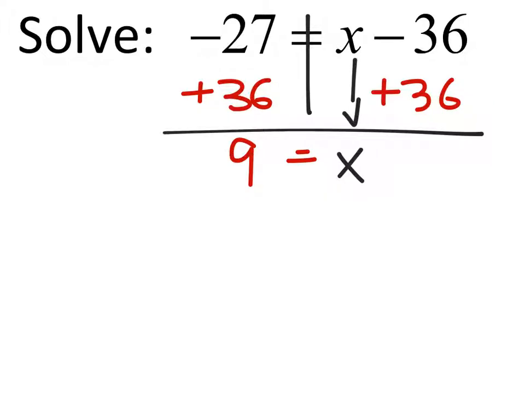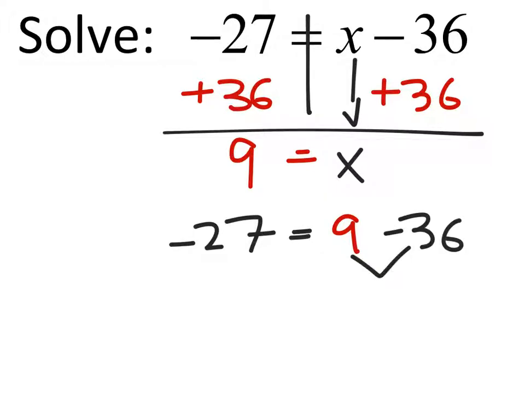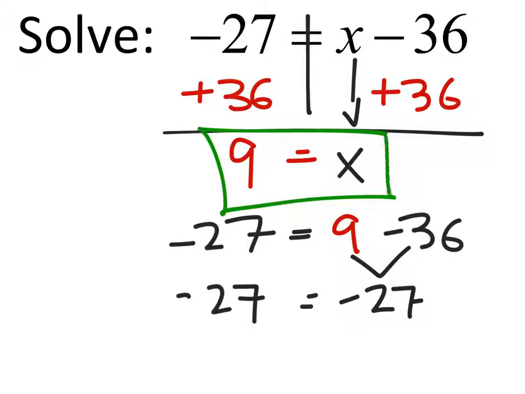Now of course we could check that, again just using a calculator. Negative 27 should equal, we're saying x is 9, minus 36, and 9 minus 36 is negative 27. So that's a true statement, and we can know that the answer is correct. It's just a little way we can check our answer on a test.